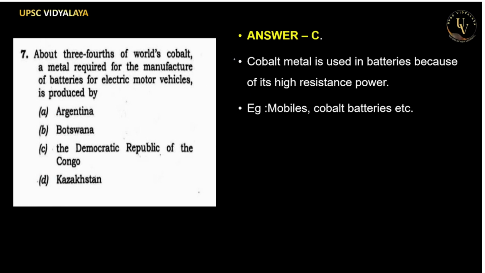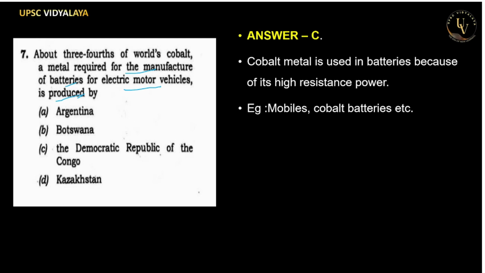About three-fourths of all cobalt, a metal required for the manufacture of batteries for electric motor vehicles, is produced by... So recently electric motor vehicles are constantly in the news, and there is one reserve, lithium reserves, found in India. So in this context, what is happening? The metals suddenly became an important topic for UPSC.